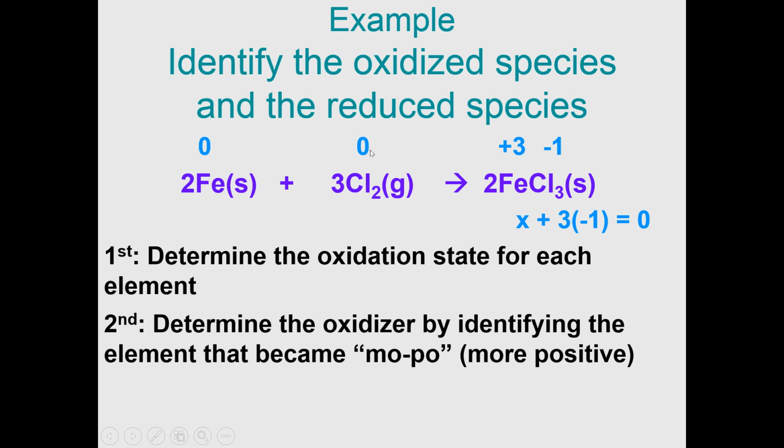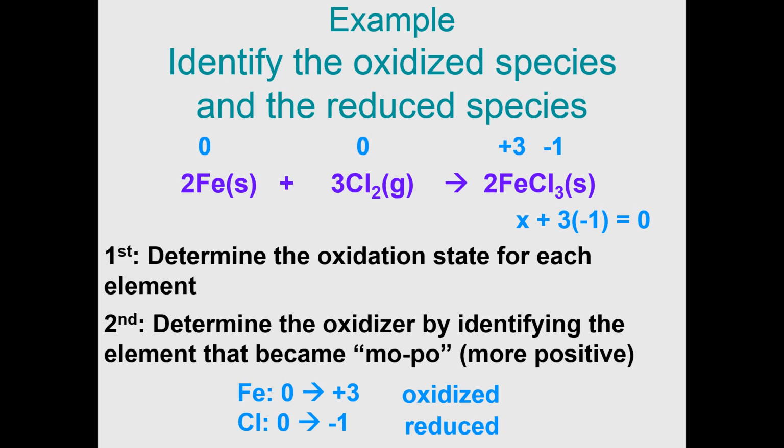And chlorine goes from 0 to -1, so it's becoming more negative. So this is what we're working with. Iron goes from 0 to +3, chlorine goes from 0 to -1. Iron is the oxidized species, and chlorine is the reduced species. So not only have you just now learned I can call this an oxidation reduction reaction, a redox reaction, but now we have also identified which species was oxidized and reduced. Not all equations are redox reactions. It's just when you notice that certain elements change their oxidation state in the middle of the problem.